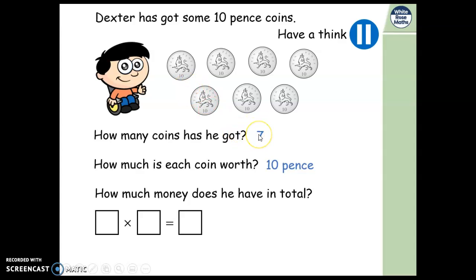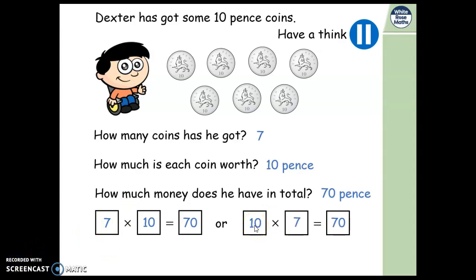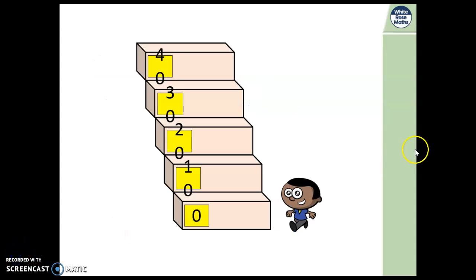So we've got 7, basically we've got 7 groups of 10. So our sum would be 7 times 10, and if we counted that, 10, 20, 30, 40, 50, 60, 70, 70p. Or we could swap them around. Rather than 7 times 10 or 7 groups of 10, we could do 10 times 7 or 10 groups of 7.